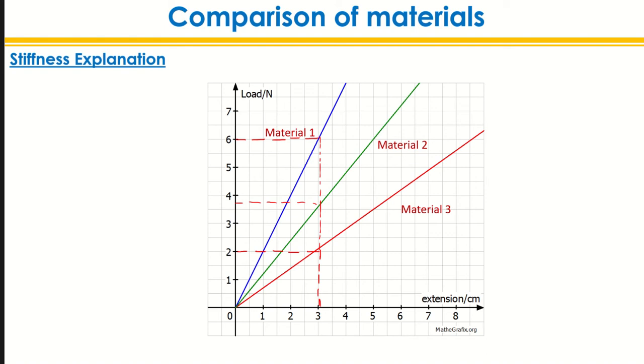Therefore, the stiffness of the spring is important for its application, that is, what do you actually want to do with the spring. The higher the value of the stiffness, the more difficult it is to deform the spring. It means a higher value of the force is needed for a small value of the extension. And material number 3 is easier to deform because its stiffness is small. So stiffness is important while we use the spring.